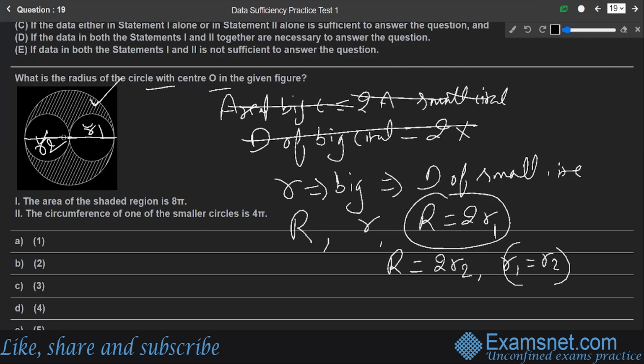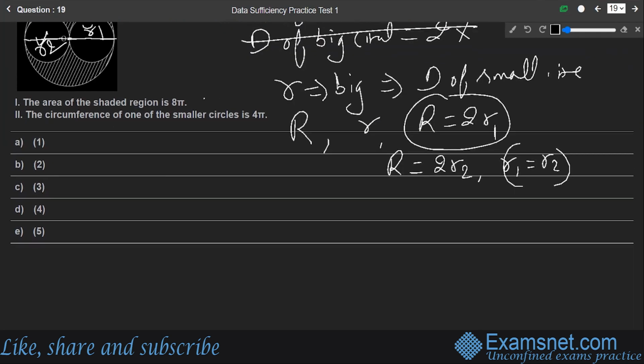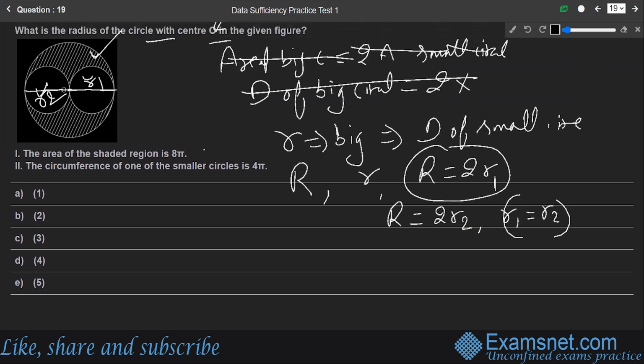Now, let us check what we are supposed to answer. What is the radius of the circle with center O? We are supposed to find the radius of the circle with center O, that is, the radius of the bigger circle. Now, the first information provided is that the area of the shaded region is 8 pi. Okay, how can we find the area of the shaded region?